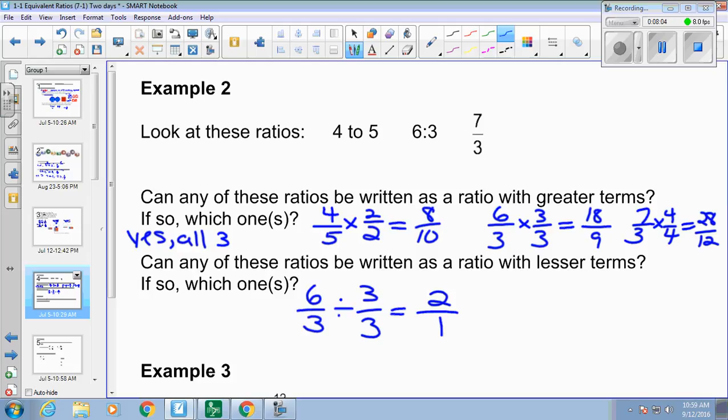Notice that I am dividing or multiplying. It's always by 1. 3/3 is equivalent to 1. 2/2 is equivalent to 1. So it's not changing the value at all.